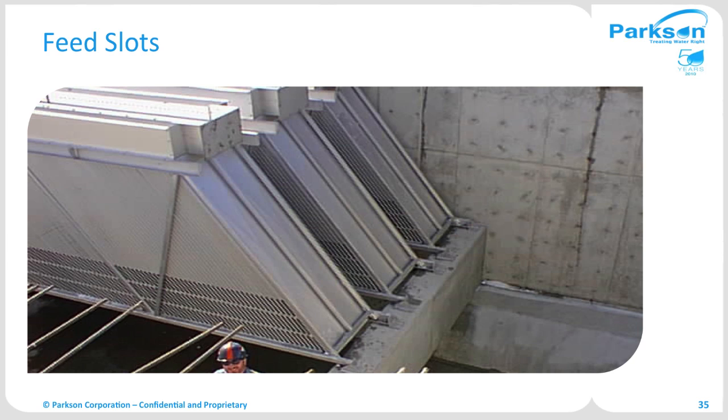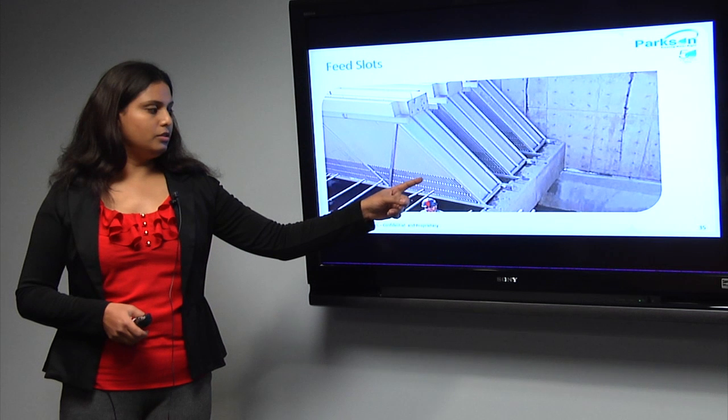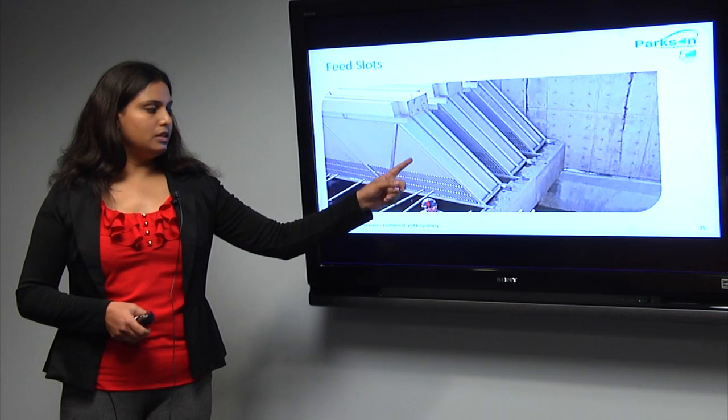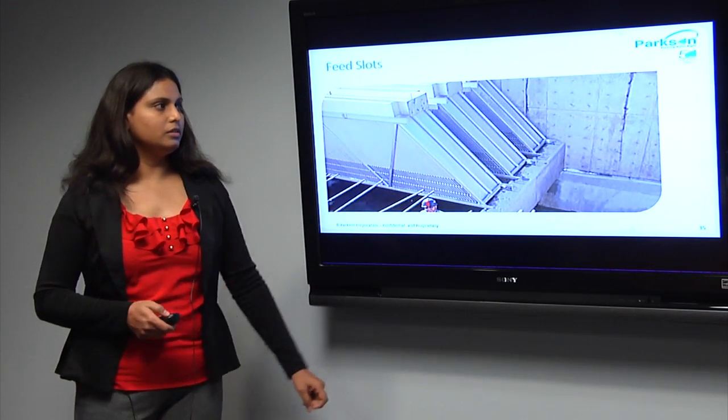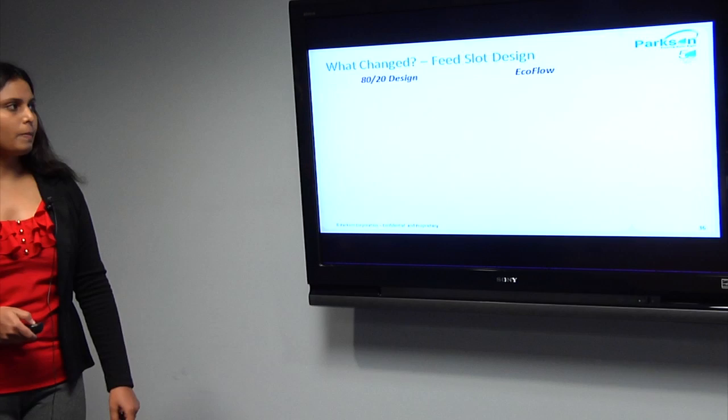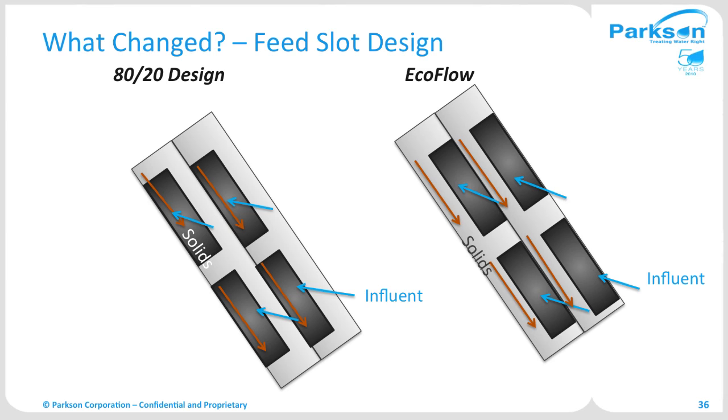Just to give you a closer look, this is how feed slots look. These are plates in a concrete tank. The water goes in through these feed slots, solids sliding down. You're creating a turbulent zone right around the feed slot region. Another closer look: this is how an 80-20 design would look. Water goes in, solids sliding down. You're creating a turbulent region around that area.